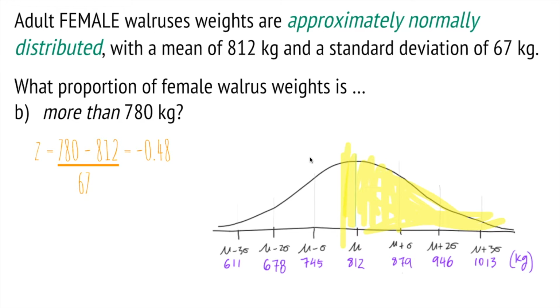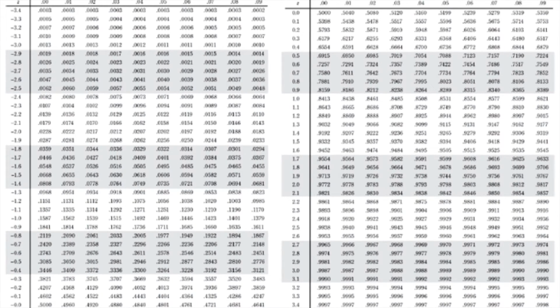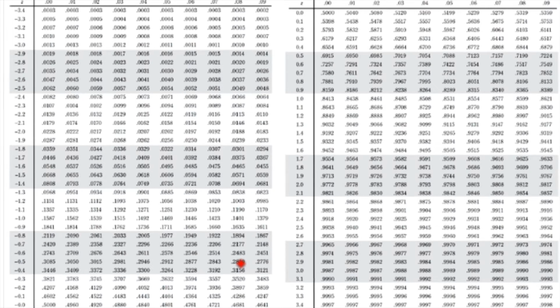So again, the first step is to actually find a z-score, which I have done right here. My z-score is negative 0.48. So now I'm going to go look at my z-table and find negative 0.48. So I'm on the negative side this time, and there's negative 0.4, and then I'm going to move over to 8, which is right there. 0.3156 is the proportion I get when I look at my z-table.